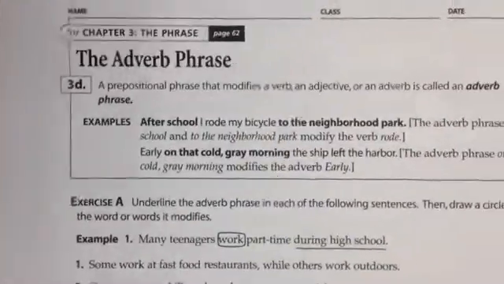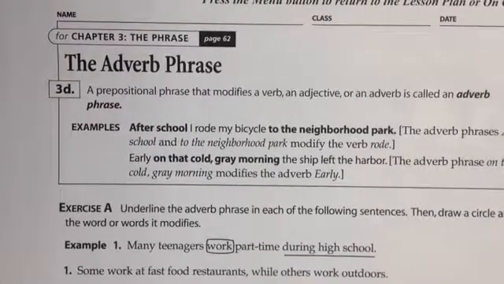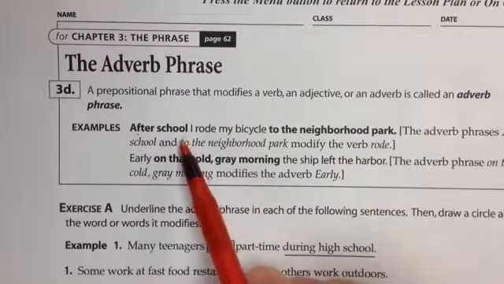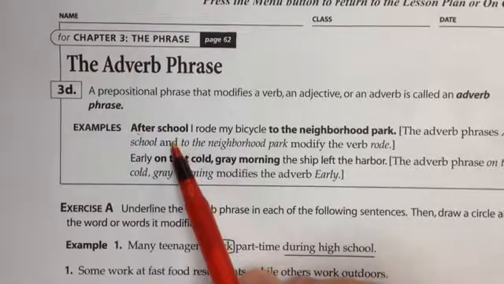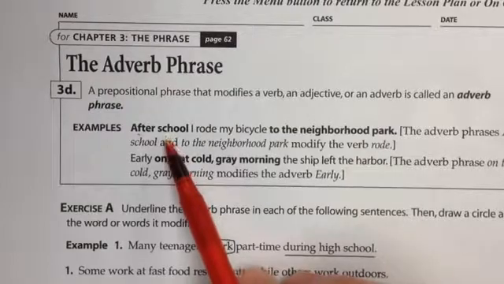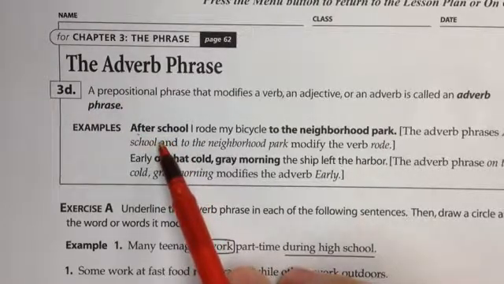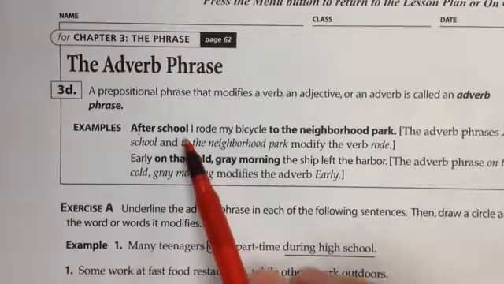Okay, so here is the adverb phrase. Now the adverb phrase is very similar to the adjective phrase in that it has a preposition and then an object forming one phrase. The difference, though, between the adverb phrase and the adjective phrase is that the adverb phrase will not tell us which one or what kind of a person, place, or thing. The adverb phrase will tell us when, where, why, how, or to what extent something is done or a description is accurate.